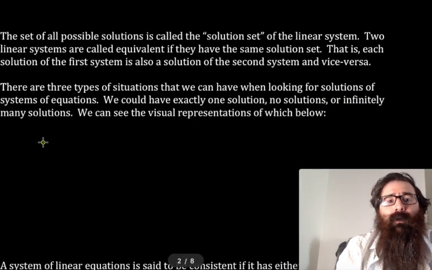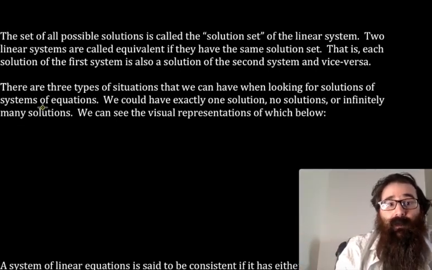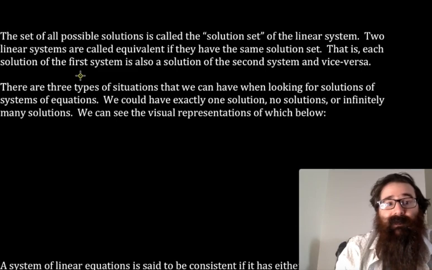We say the set of all possible solutions is known as the solution set of the linear system. In some cases, we might only have one solution. In some cases, we may have many solutions. We may have no solution. We would say 2 linear systems are called equivalent if they have the same solution set. That is, each solution to the first system is also a solution to the second system, and vice versa.